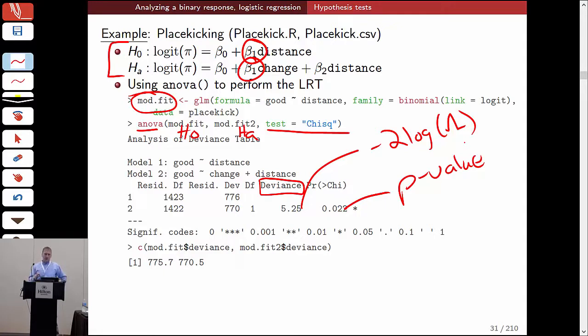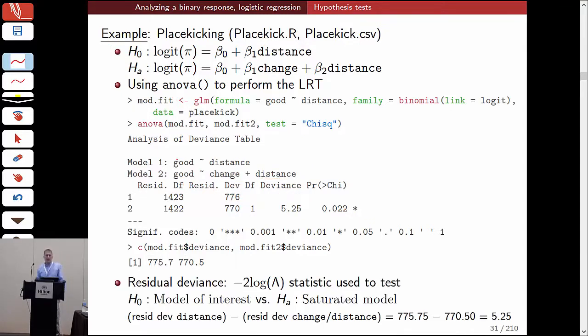Now, there's some other stuff that's listed in the table. In particular, this resid.dev, which stands for residual deviance. The residual deviance is a special kind of negative 2 log lambda statistic that always tests a model of interest versus a saturated model. A saturated model is basically the largest possible model that you could have. Meaning that if you have, let's say, 1,000 observations, you have 1,000 parameters. And it's going to end up giving you a perfect fit to the model.